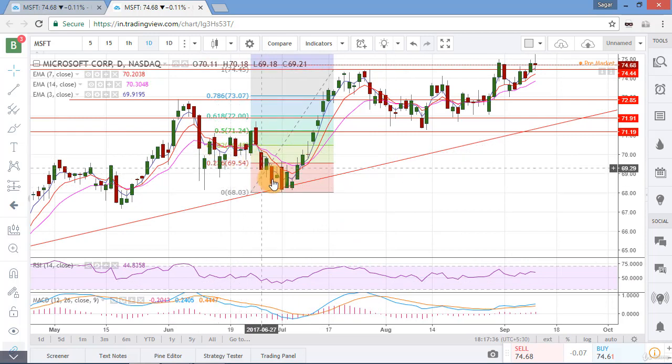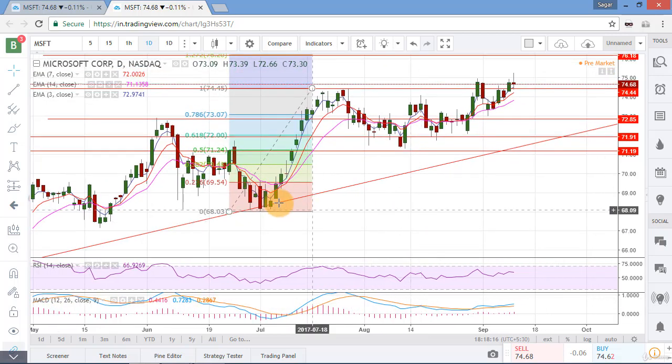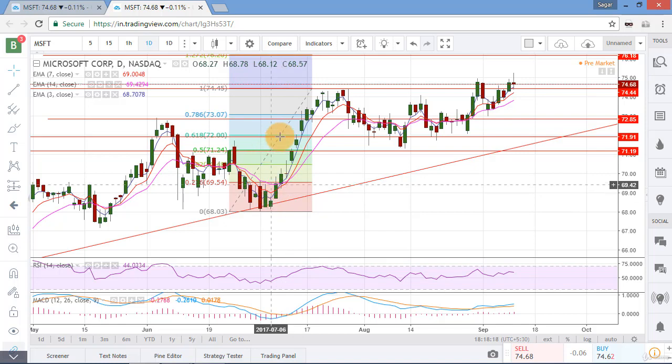See here, prices retrace and touch this trend line, then these 3 moving averages, the 3, 7 and 14 moving averages, are giving us a signal of buying. You can easily see this is a signal of buying at the rate 69.50. Also we are getting a signal from RSI, and MACD is also giving us a signal of buying. You can see this blue line is above this orange line, that is the buying signal. So this was the last position of buying.